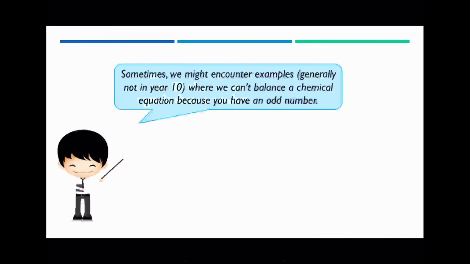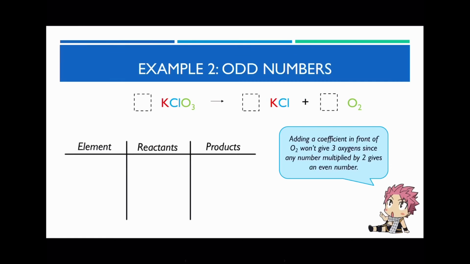We're now going to be moving on to the next topic. So in this slide over here, I've said sometimes we might encounter examples that are not usually shown or studied at the year 10 level, where we can't balance a chemical equation because you see an odd number. Now, what do I mean by this odd number? Let's look at an example shown on the next slide.